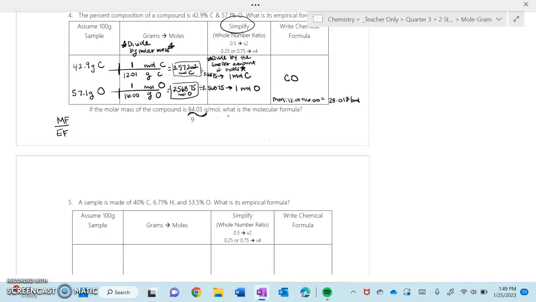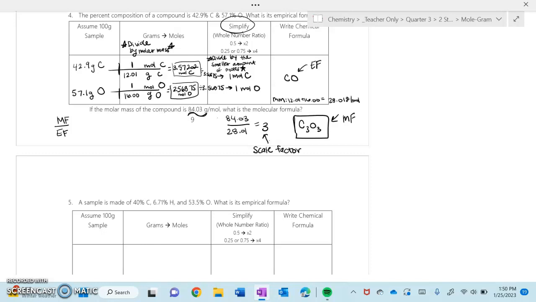And so this one, we can find that pretty easily. 84.03 divided by 28.01, and I get 3. So my scale factor is 3, and that means my formula is going to be scaled up by a factor of 3 for my molecular formula. So here's the molecular formula. Here's my empirical formula, the reduced one. And here's my scale factor. So there's all your parts.